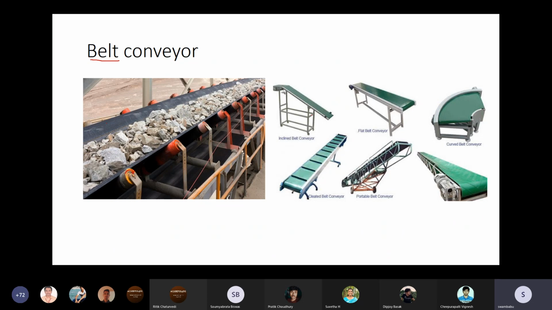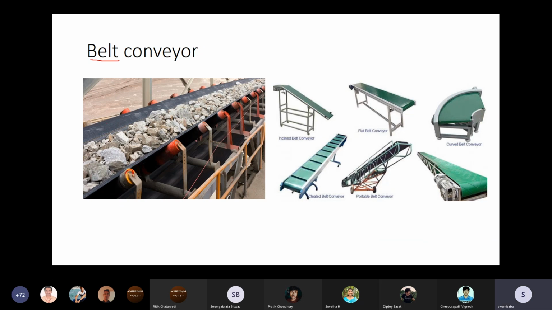Other types of flat belt, inclined belt, curved belt. I am sure nowadays most of you would have traveled by flight by this time. If you have gone to the airport, you will see the belt conveyors when you depart, and when you reach the destination and collect the luggage, they transport the baggage through the belt conveyors. That is as simple as the belt conveyors.